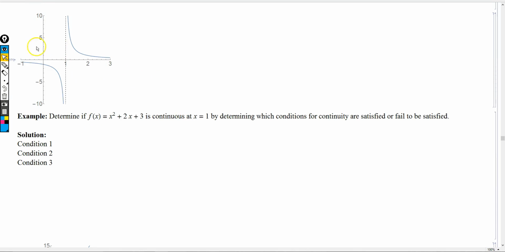So let's determine if f of x equals x squared plus 2x plus 3 is continuous at x equaling 1. Alright, so let's check out our 3 conditions. First of all, we have to look at f of 1. Well, is it defined? Can I put 1 in here for x? Of course I can. I can put 1 in there and we get back 6. So yes, condition 1 is satisfied.